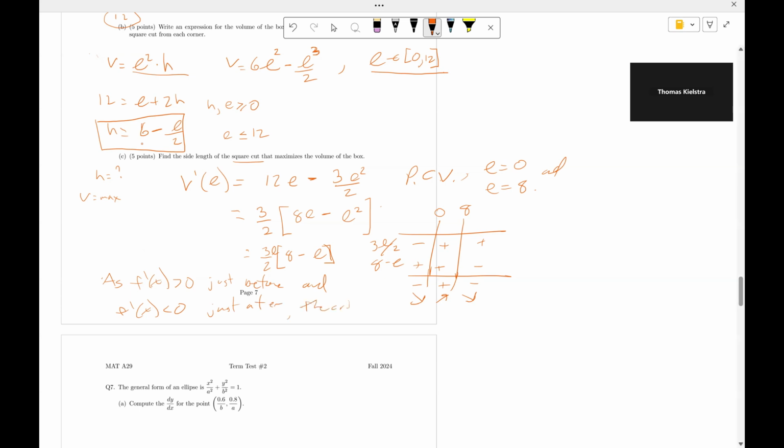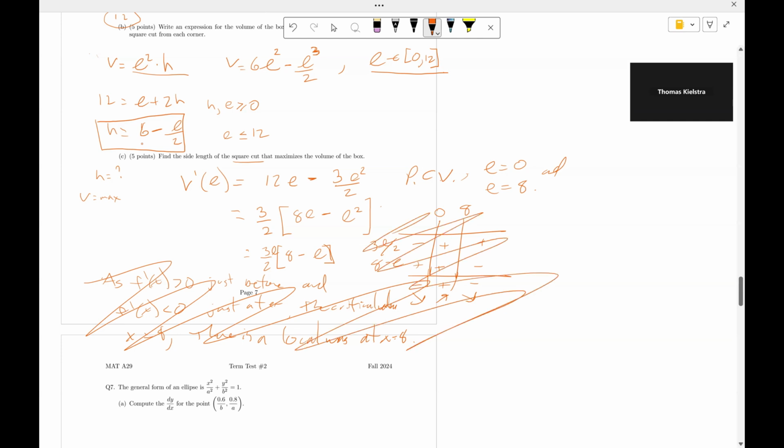The critical value x equals 8. There is a local max at x equals 8. Now here I'm diving straight into the first derivative test to show it's a local max. But remember, because it's a closed interval, I don't need to do any of this.